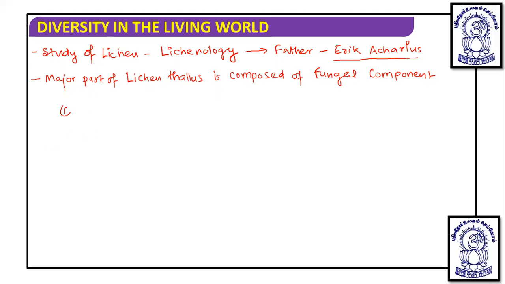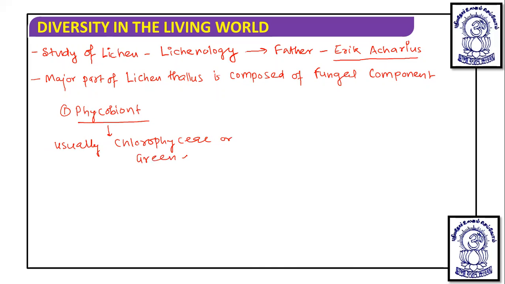Now, if we talk about the phycobiont or algal component, usually it is chlorophyceae or green algae, and it can be blue-green algae, that is cyanobacteria. So usually, in any lichen you see, you will find the presence of chlorophyceae as the algal partner. Sometimes you will also see blue-green algae as the algal partner.